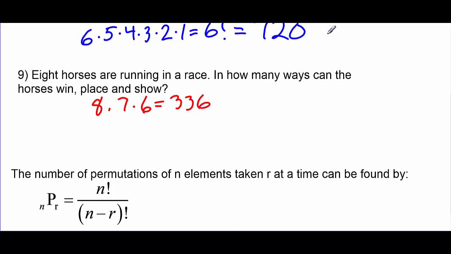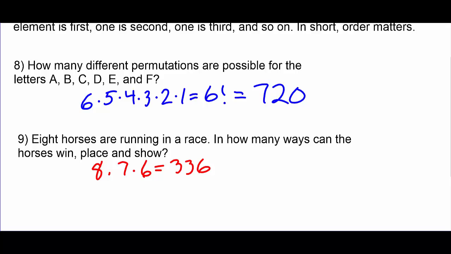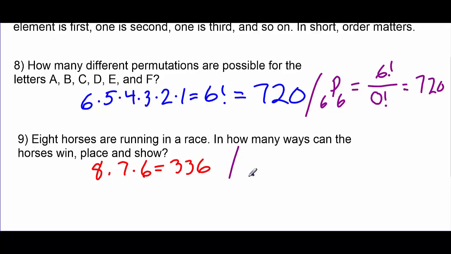Now, we have a little formula, nPr, the number of permutations of n elements taken r at a time. You can see the formula there. It comes in handy, so we can use it in the scenarios that we see here. On number 8, that was a 6P6. We have 6 items that we're arranging in 6 ways. So what we have going on there is 6 factorial divided by 0 factorial, which would give us 720.